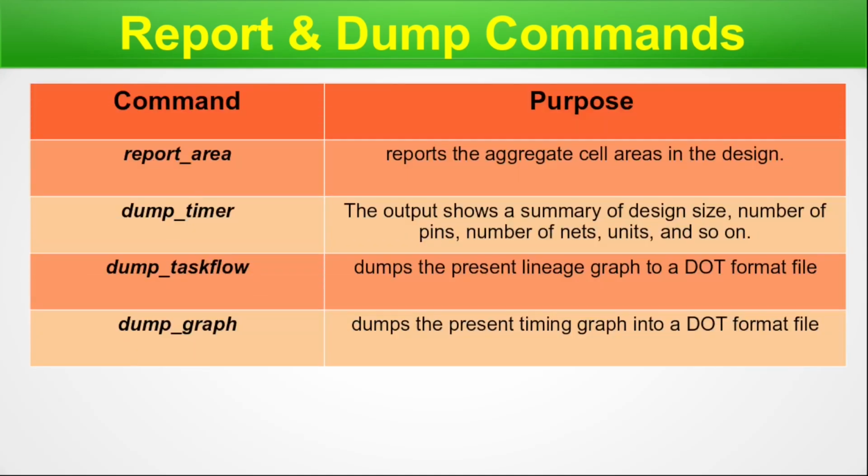Report and dump commands. We will conclude the report and dump commands with this particular slide, and here we go. So here we can see that there is report_area. This is a command and you can use it as is. report_area reports the aggregate cell areas in the design. dump_timer output shows the summary of the design: number of pins, number of nets, units, and so on. So this gives a summary. dump_taskflow dumps the present task-flow graph in a DOT format, and dump_graph dumps the present timing graph into a DOT format. These are two particular commands which give output in a DOT file format.